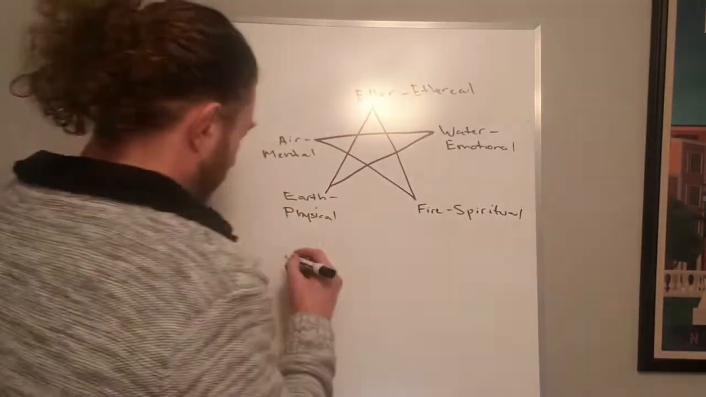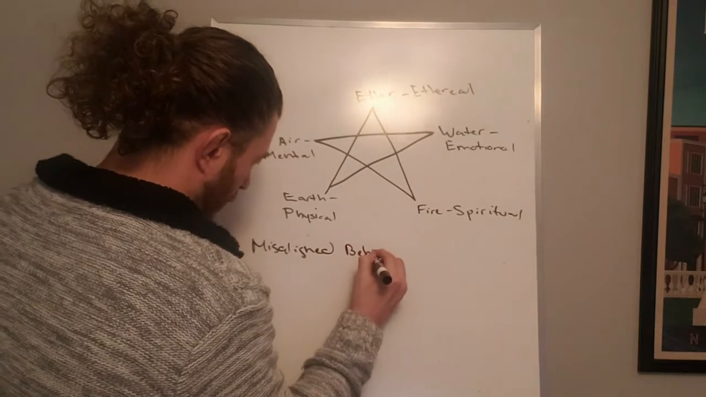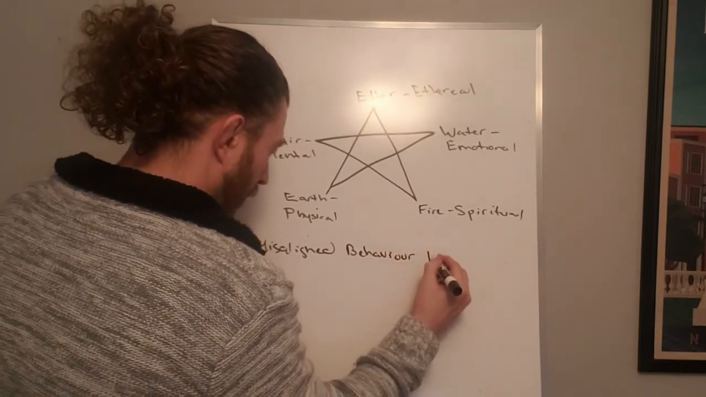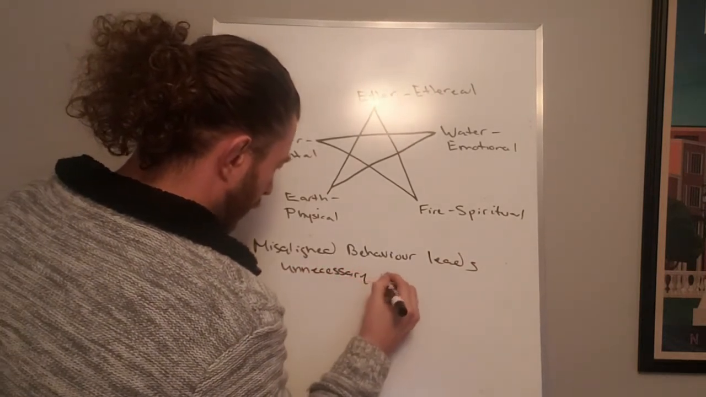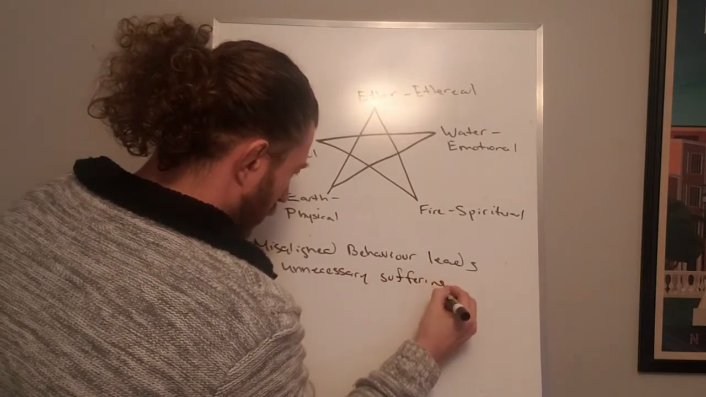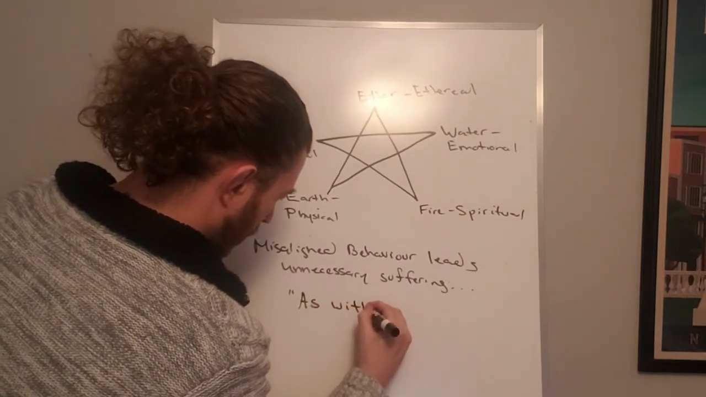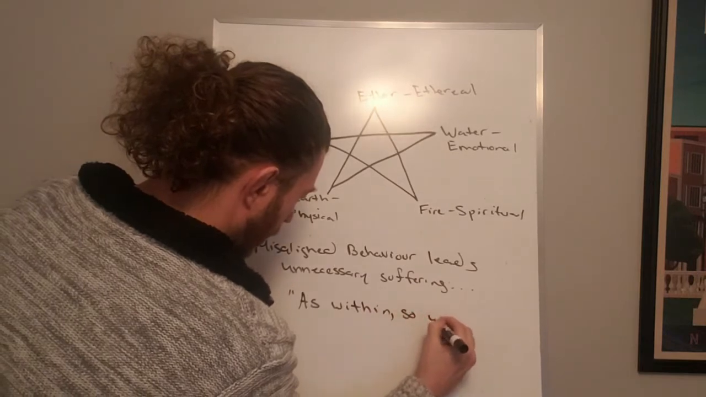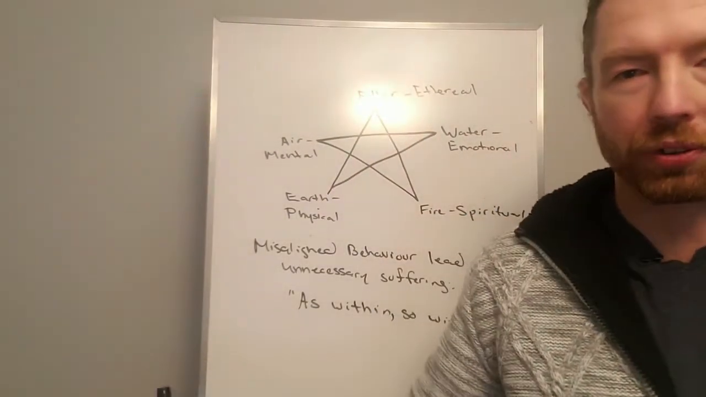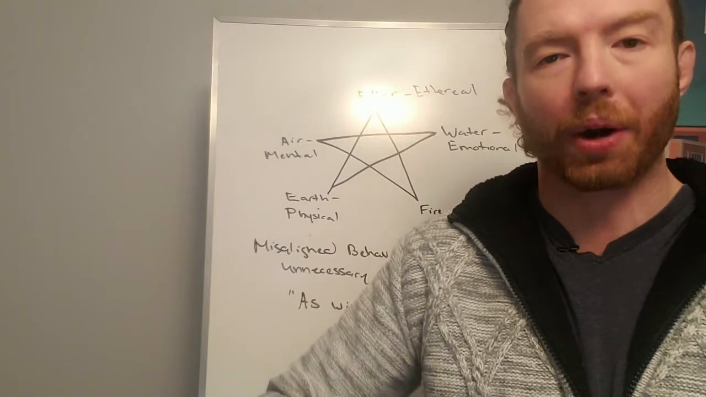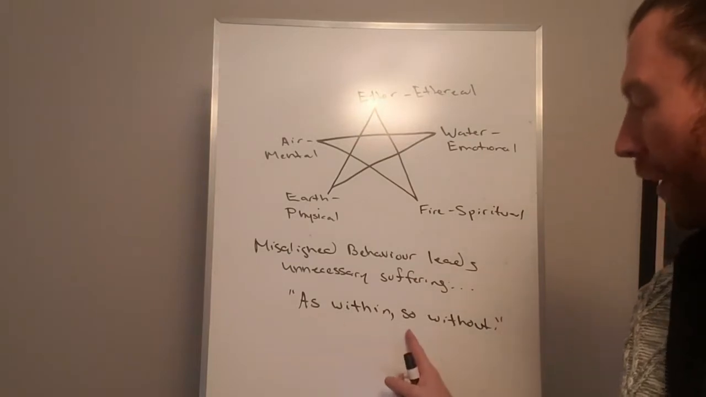Now, why this is important is because misaligned behavior leads to unnecessary suffering through the mechanism of the ancient alchemical proverb, as within, so without. As you learned in the last video, our external world, our external experiences, is a reflection and a projection of our internal world. So the misaligned behavior leads to unnecessary suffering because as within, so without.